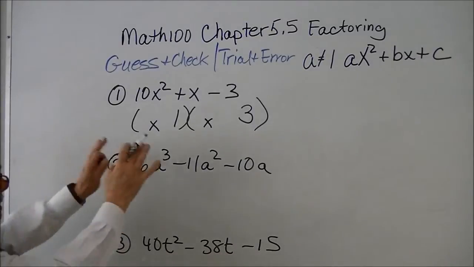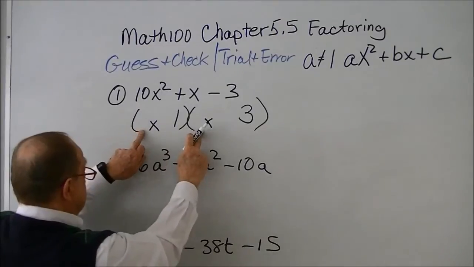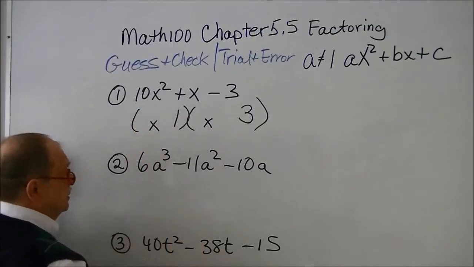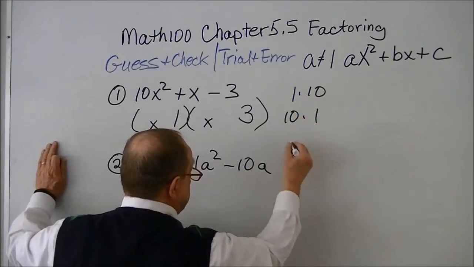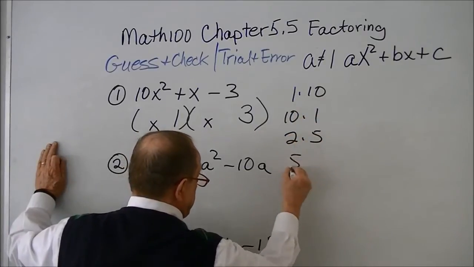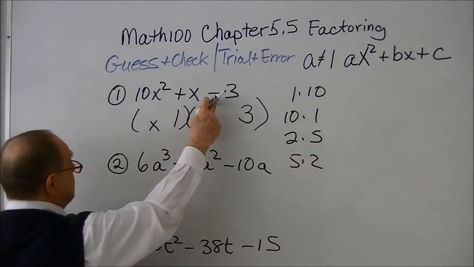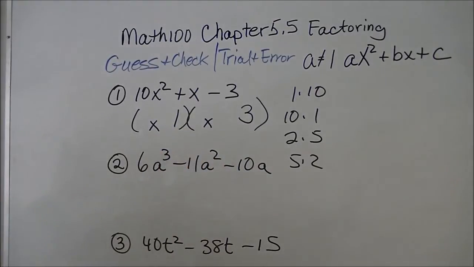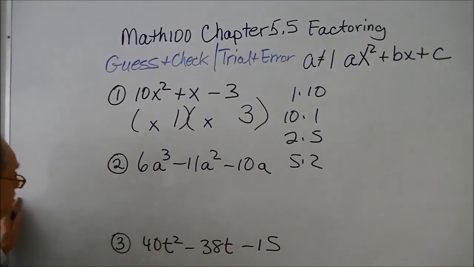That was just doing what we've been doing. But now what we have to determine here is which factors of 10 am I going to use? And remember, there's 1 times 10, 10 times 1, 2 times 5, 5 times 2. And notice the sign is negative, so one of these is going to be negative and one positive. So a lot going on in just this first example as we use the technique of guess and check, trial and error.